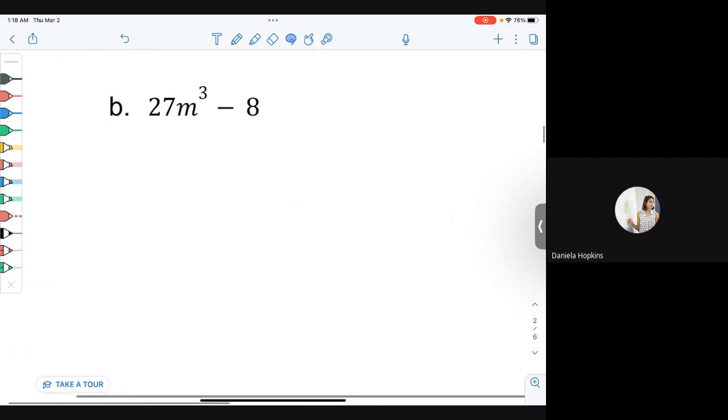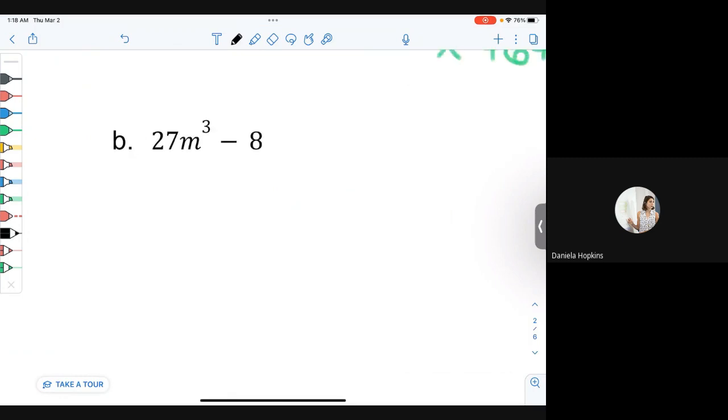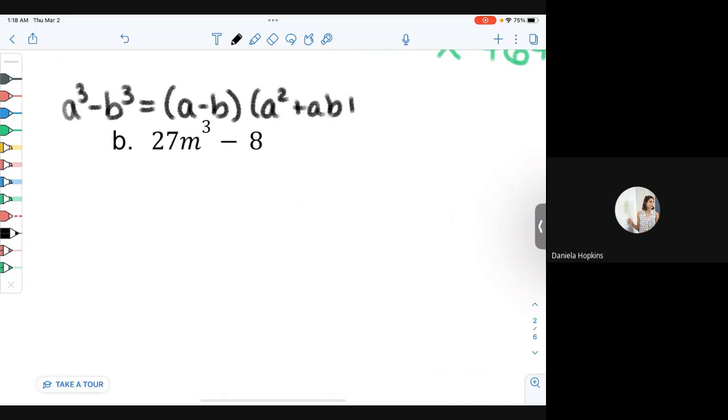All right, part B, we have 27m to the third minus 8. It's again helpful if you know your perfect cubes because you can hopefully see what these will be right away. But this is going to be a difference of cubes. So again, I'm going to write the formula just so it's right on our notes on our screen, but you don't need to write it as you're doing your notes because it should be up on the board for you. But this is the case where it's a cubed minus b cubed. So it'll factor as a minus b times a squared plus ab plus b squared.